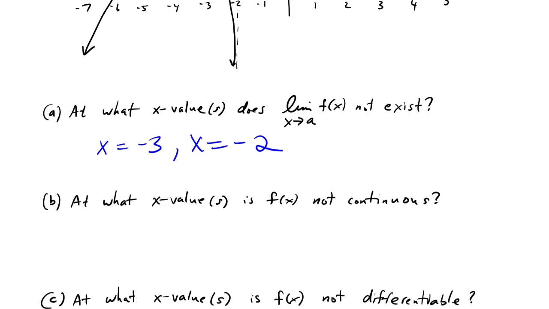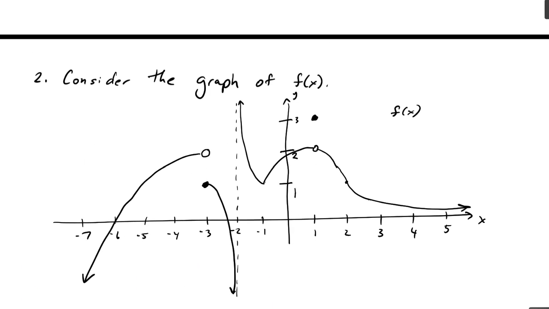Okay, next question. At what x value or values is f of x not continuous? Well, certainly if we didn't have the limit exist, then we must not have continuity. So let's go over here, x equals -3 and x equals 2. But we could have the limit exist and still not be continuous. So let's go back to the graph here.